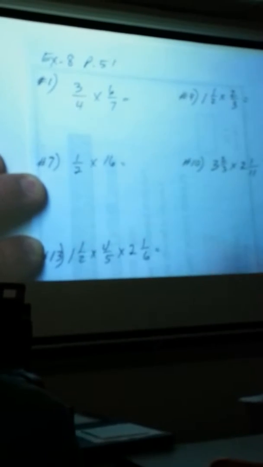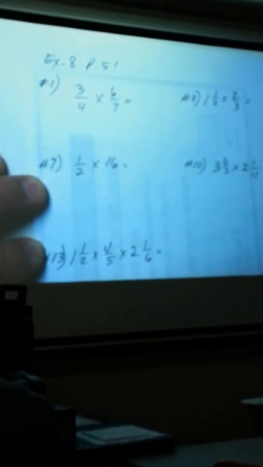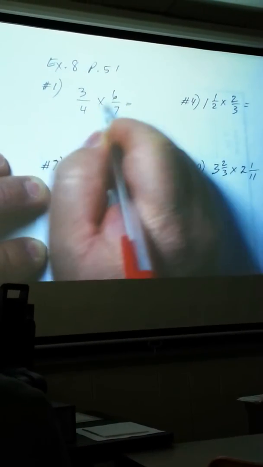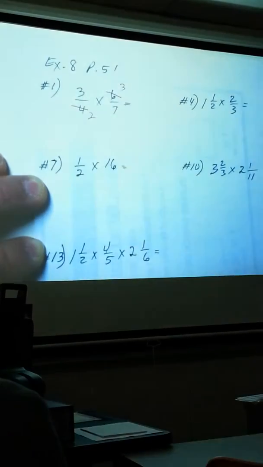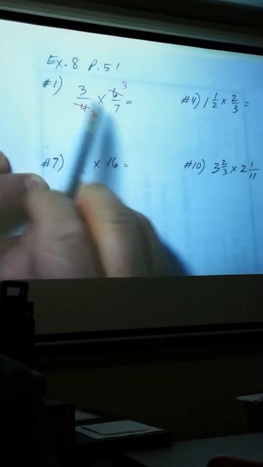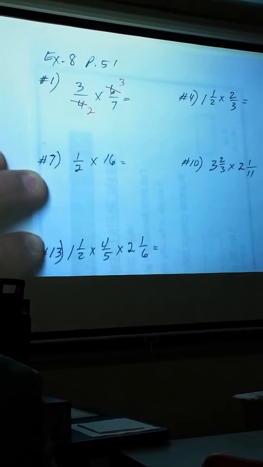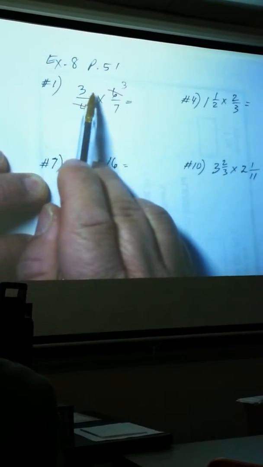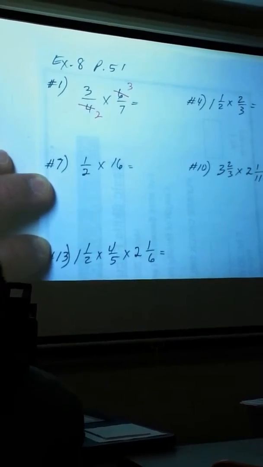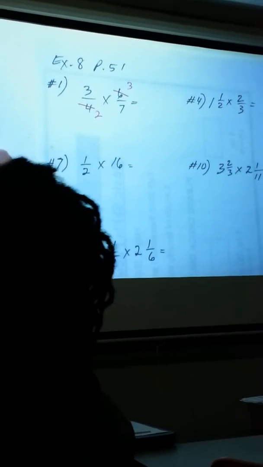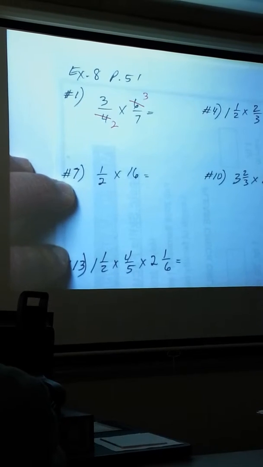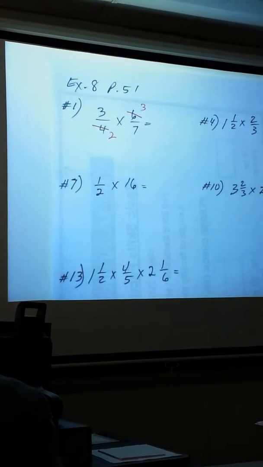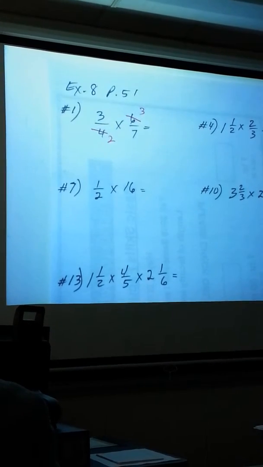Okay. Can 4 and 6 be reduced? Yes. By 2, right? So if I reduce these by 2, I get 3 for this and 2 for that. Can 3 and 7 be reduced? No. Can 3 and 3 be reduced? But it didn't say across. You can't reduce across. So, are we done with number 2? No. Rule number 2? Cancel wherever possible diagonally.